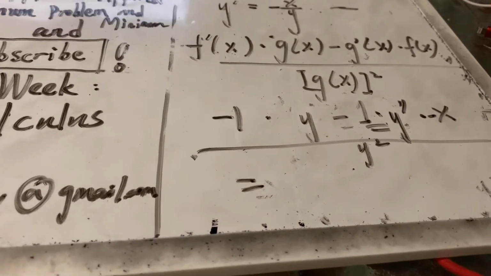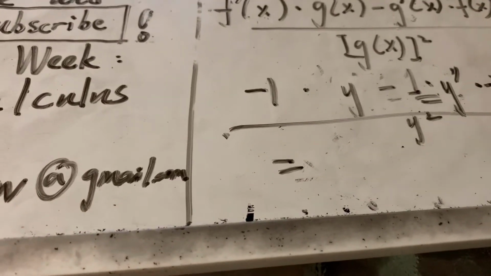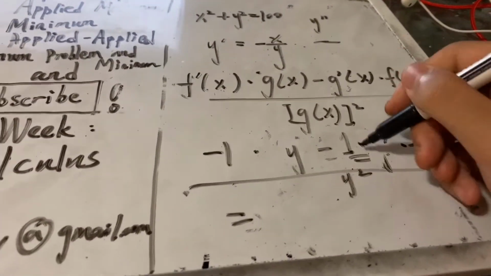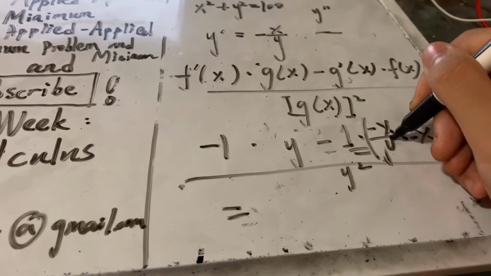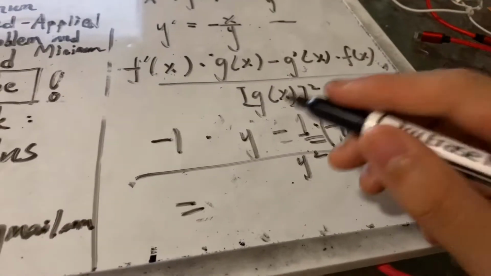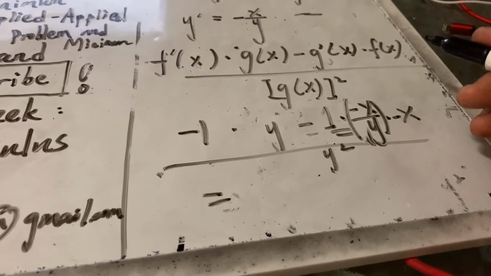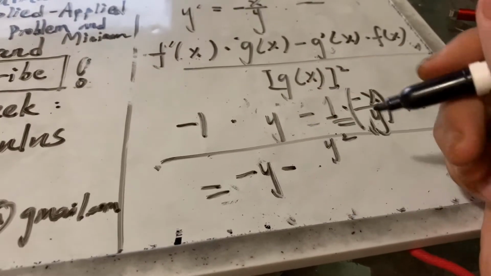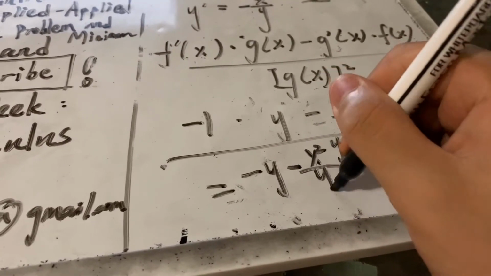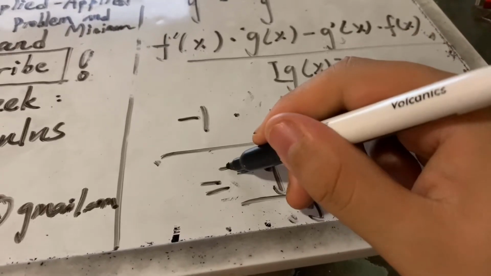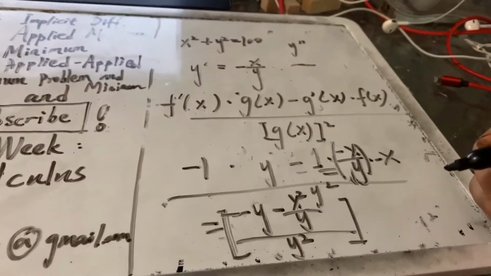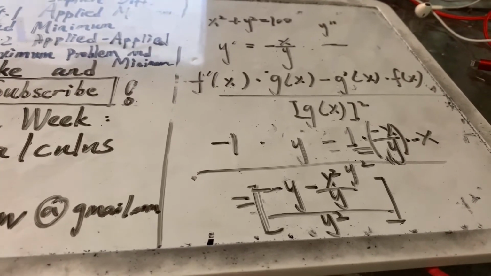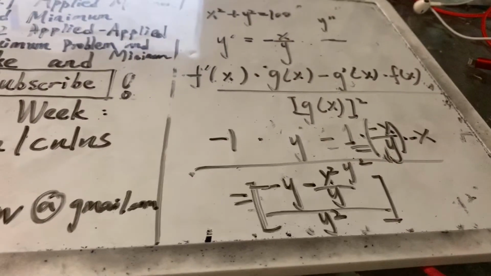So what we're going to do next is plug in the value of y prime, which is negative x divided by y. And what you get as the result is going to be the final answer: y minus x times negative x over y, all divided by y squared. So this is going to be the final answer for the second derivative of this implicit differentiation. So we can see that things are getting hard from here.